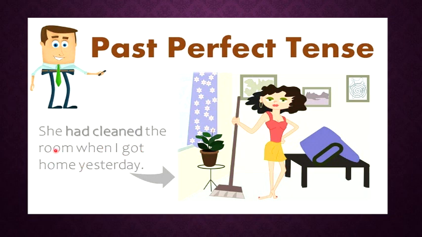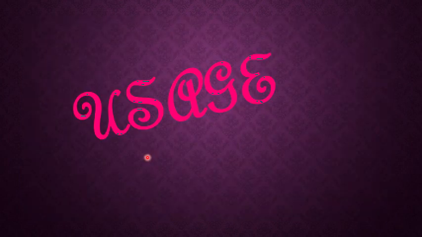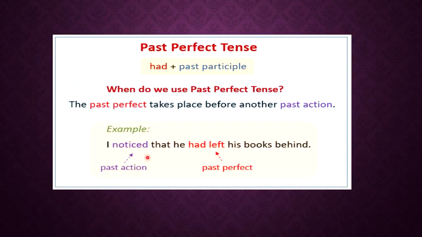Now we have to understand which action is happening first. It is written that she had cleaned the room when I got home yesterday. So that means the action of cleaning was over. That is why this action is written in past perfect tense. We will know why and how we use past perfect tense. So let us understand the usage first.